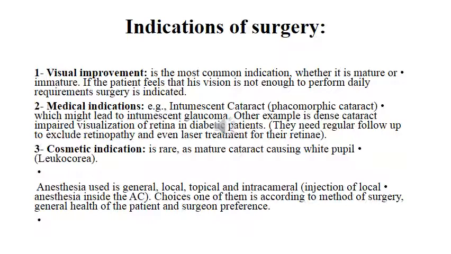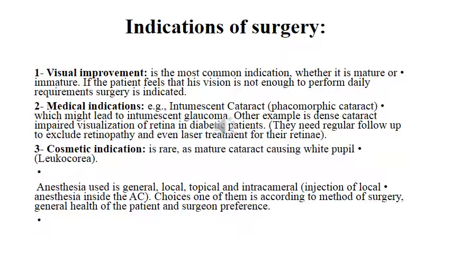What are the indications of surgery? We don't operate on every patient with cataract, but there are certain indications you need to know. Visual improvement. When the patient asks you to improve his or her vision, when the patient asks for surgery, this is the most important indication and the most common indication. Whether the cataract is mature or immature, when the patient feels that his vision is not enough to perform daily requirements, surgery is indicated.